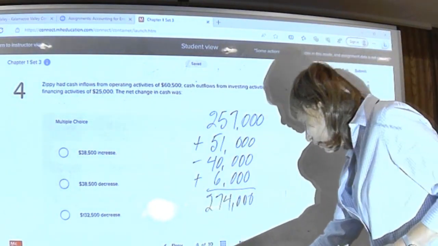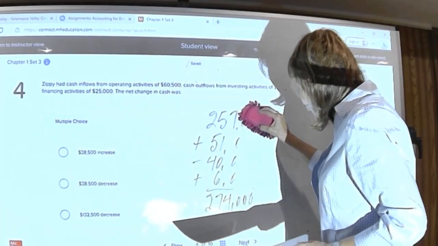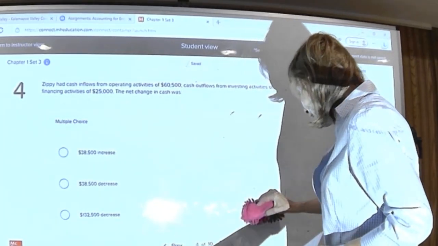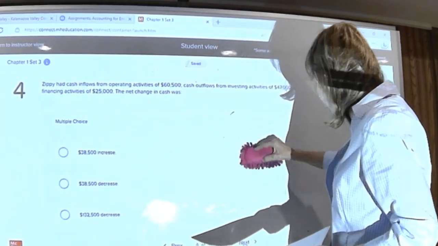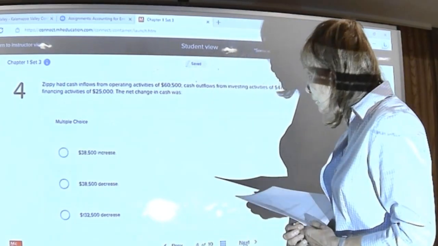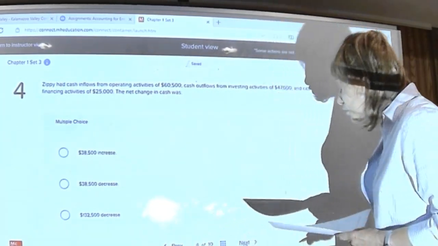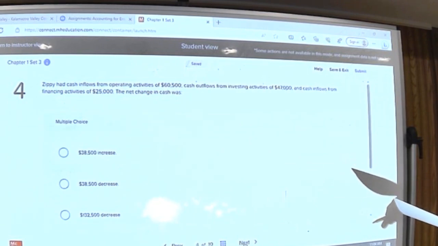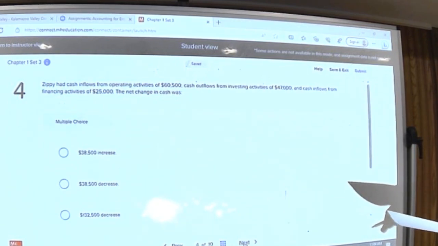This next question has to do with cash flow. You remember you have a cash flow statement that will keep track of how you're using your cash. So cash comes from three basic categories of activities: from operations of your business, from investing, and from financing. We want to know the net change in cash, okay?